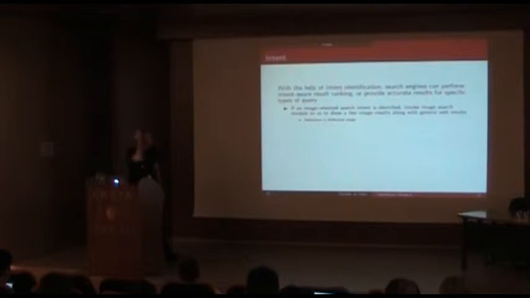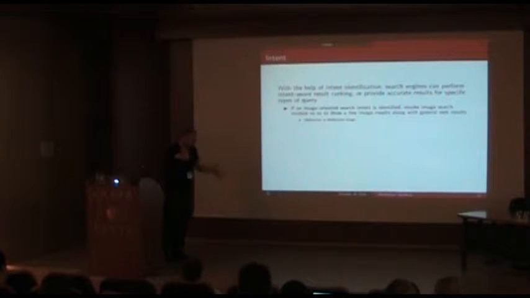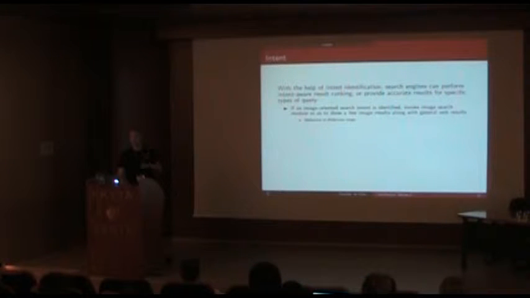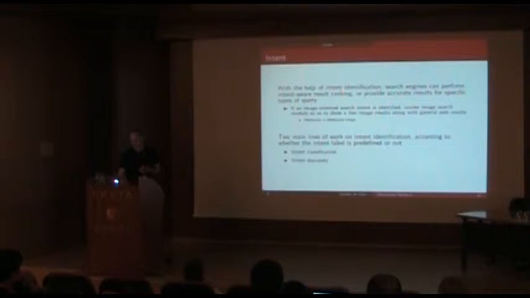What I'd like to do is talk to you about intent for a while. By trying to identify intent, what the system will try to do is enable itself to produce rankings or SERPs that take the intent into account. For instance, if it detects that a query might have an image intent, it will activate the image vertical and might return image results along with web results.